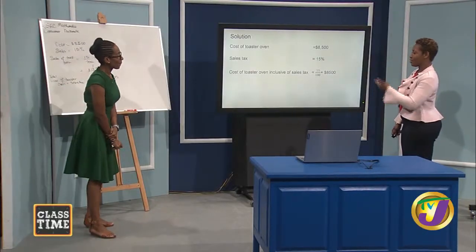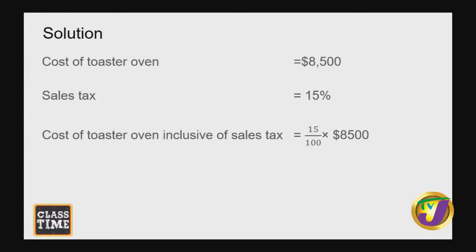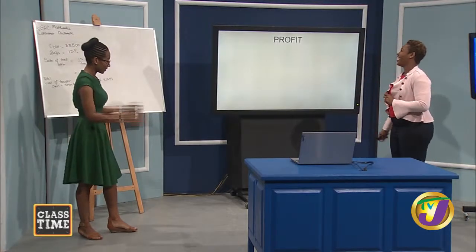So we have 15% of it as what you did, and then you realize that it is $1,275. You would combine the $8,500 with the $1,275, and we would have gotten $9,775 for the toaster oven from Ports, and she would have been able to afford it if she had at least 10 grand.